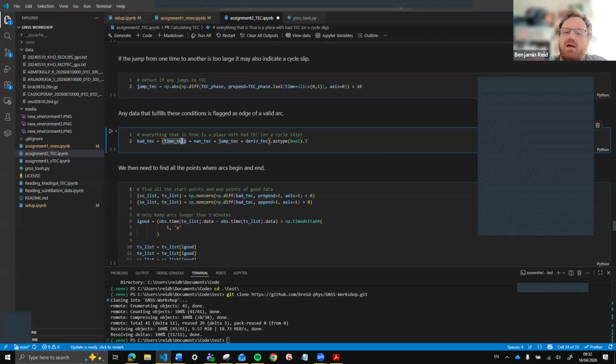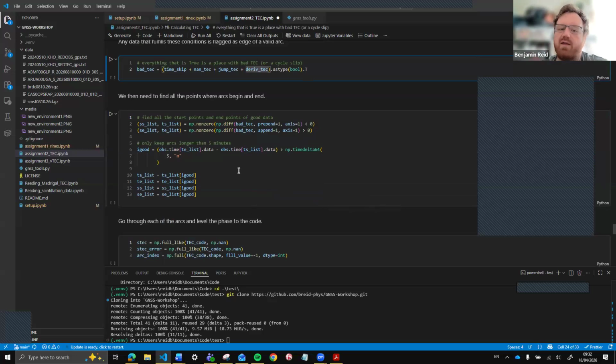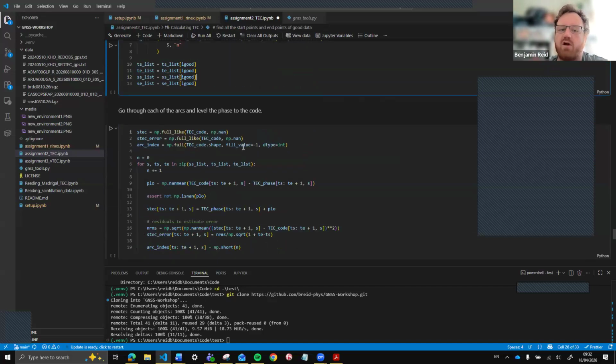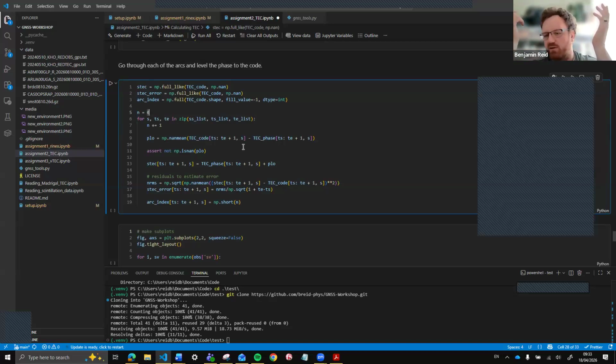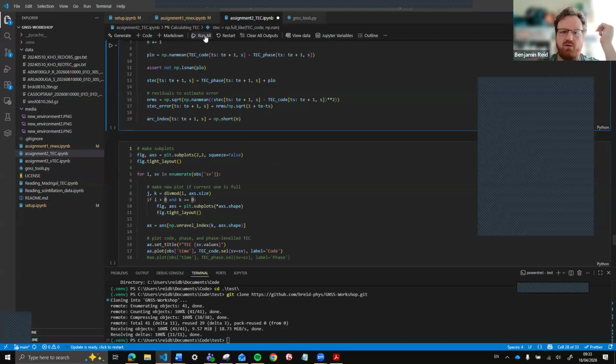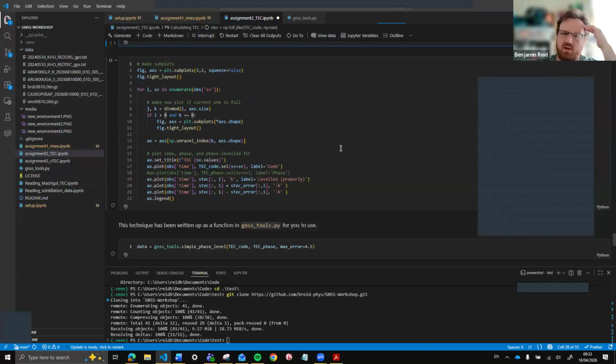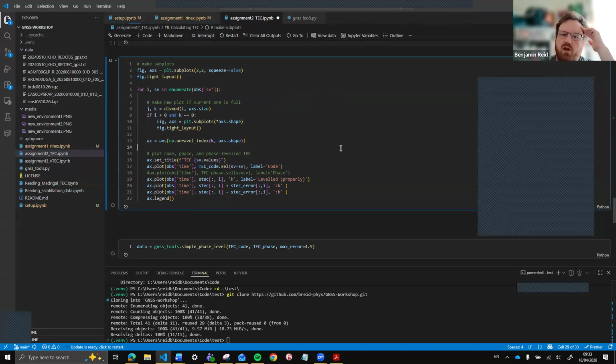If any data met any of those conditions, we say that is probably the edge of a valid arc. Then there's a bunch of code to find all of the start and end points. Then we go through all of the arcs and do essentially the same thing we just did: find the mean difference between the phase and the code and adjust the phase. If we do all of that, we get a bunch of plots, but that will look very nice this time.